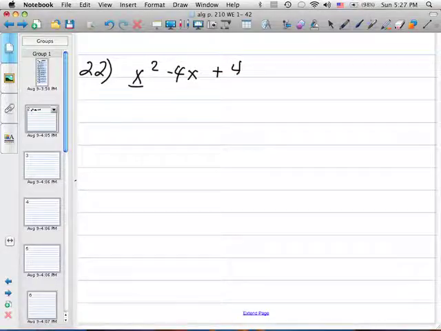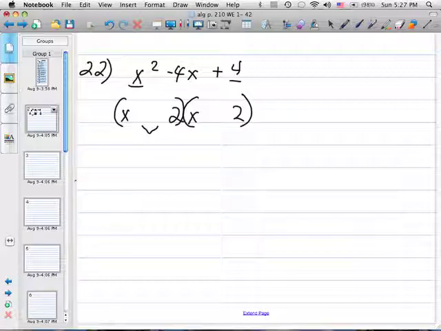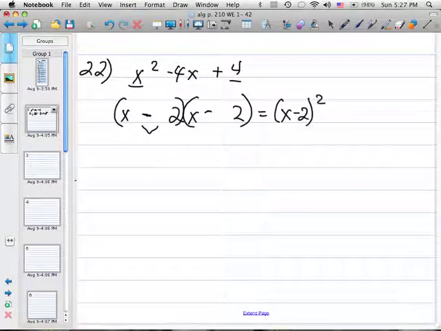First term is a perfect square and the last term is a perfect square, so we're going to assume we can factor it. The square root of x squared is x. The square root of 4 is 2. I look at the product of these two, it's 2x. I look at the middle, that's 4x, that's twice that, and they're both negative. So my answer is x minus 2 quantity squared.